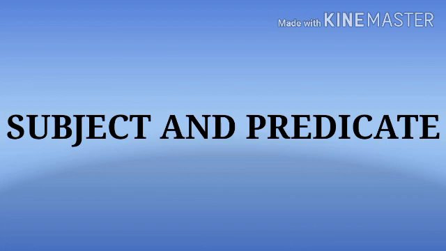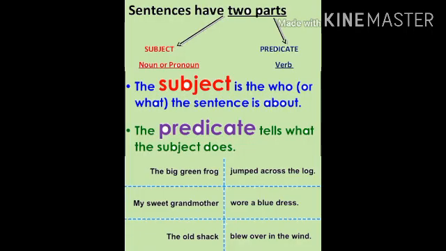Today we'll be learning about subject and predicate, and we'll be learning thoroughly how to identify subjects in interrogative, exclamatory, and imperative sentences. I hope that all know the basic foundation of a sentence. We know very well that a sentence can be divided into two parts, that is subject and predicate. Subject is the who or what part of the sentence, and predicate tells you what a subject does.